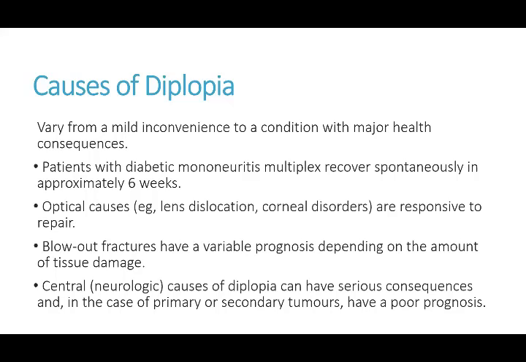Now, another important thing is blowout fractures. They have a variable prognosis depending on the amount of tissue damage. So, someone gets punched in the eye, or has a road traffic accident, okay? And there is a blowout fracture, like we said, the orbit is made up of 7 bones. Even if one bone gets displaced or fractured, the eyeball moves from its primary position, and it can cause diplopia. Central causes of diplopia can have serious consequences, and in the case of primary and secondary tumors, have a very poor prognosis.